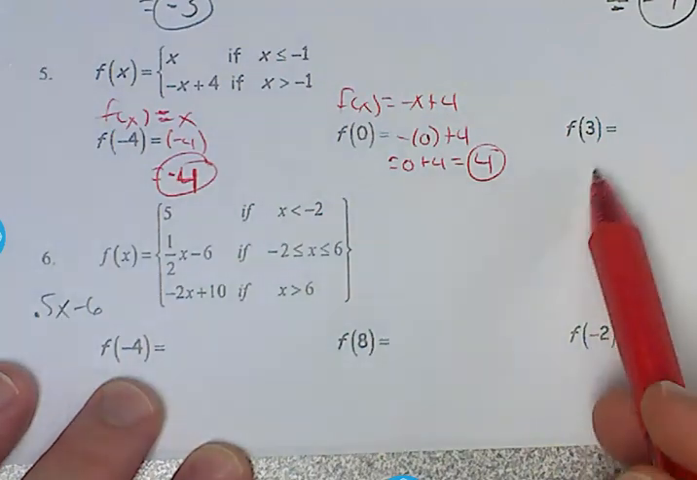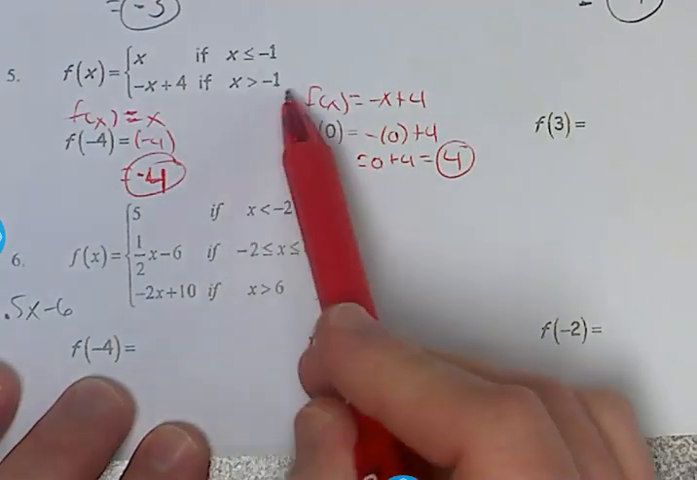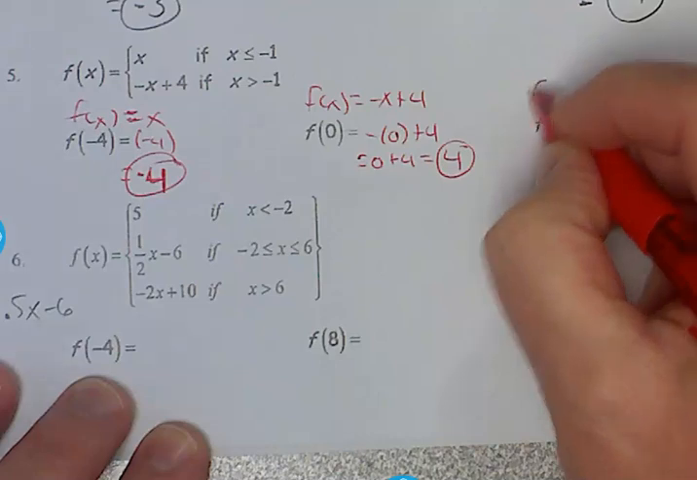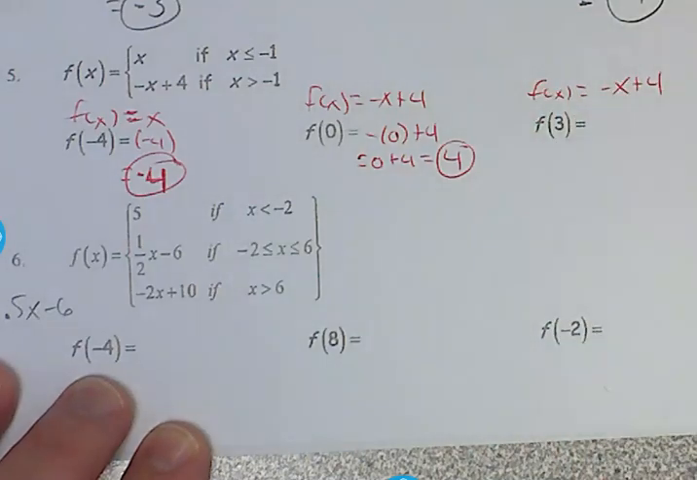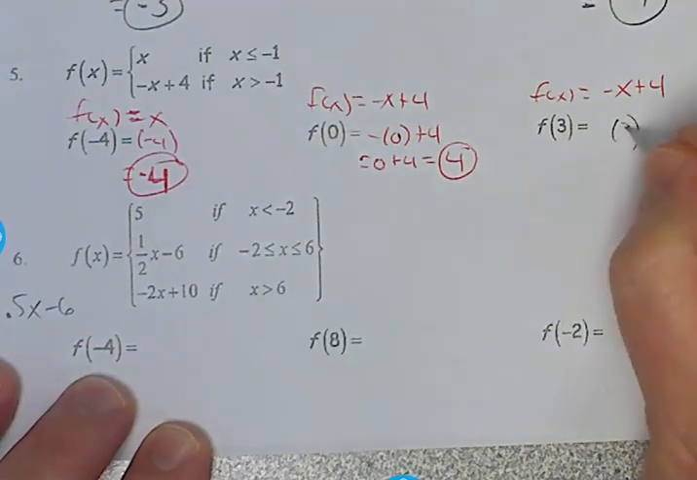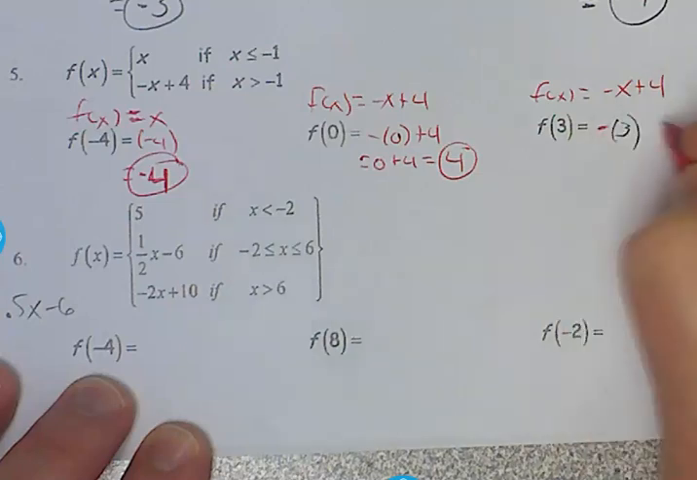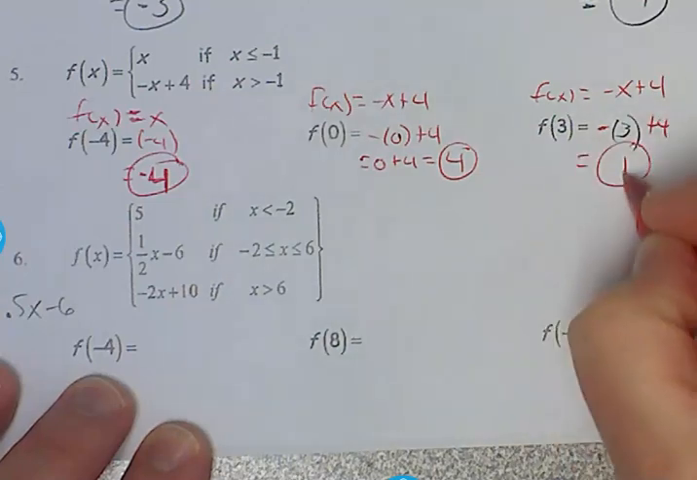Okay. And then the last one there. 3 is greater than -1, so we would use the -x plus 4. And again, as long as you use the parentheses, everything else would go around it. So the 3 would go on the inside, the negative goes out here, the positive 4 goes there. If we check that answer, that would just be a 1.